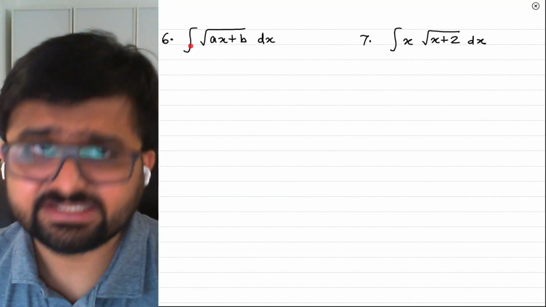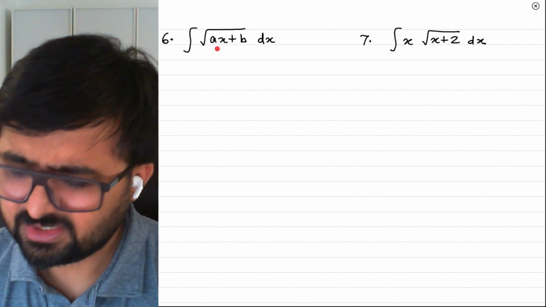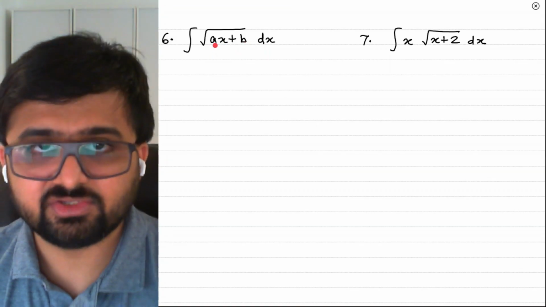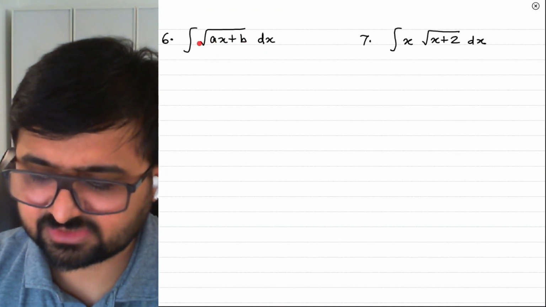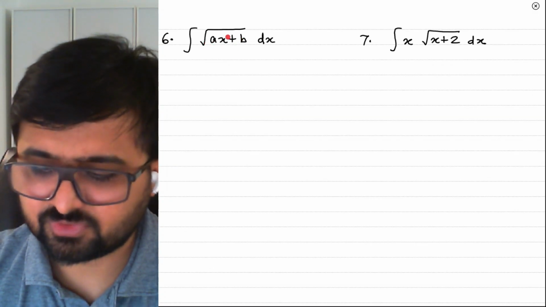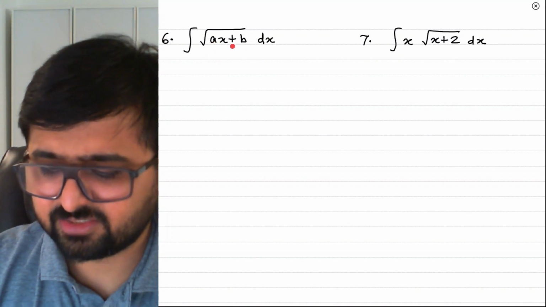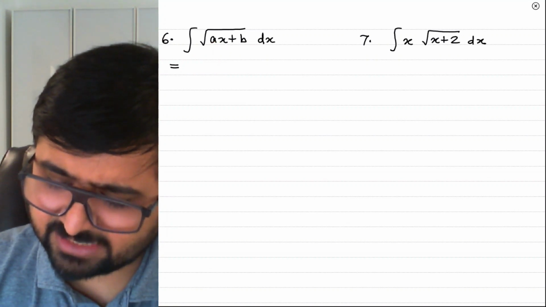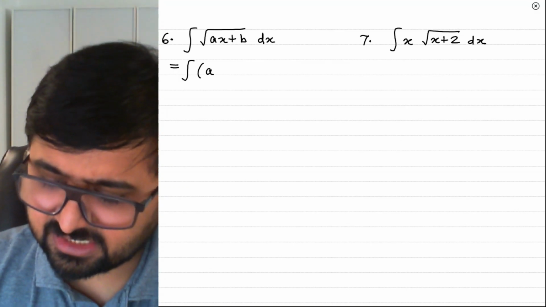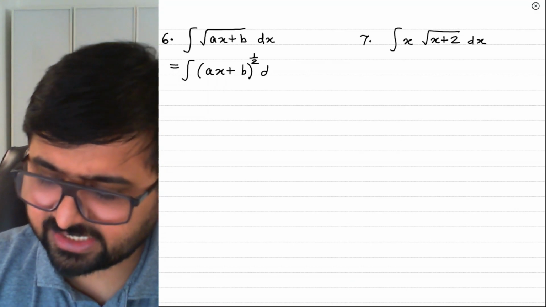All right, now let's integrate question number 6, square root of ax plus b dx. In order to integrate this, you can use method of substitution because it's a composite function. Ax plus b is a composite part, but you don't really have to because it's just a linear function. So this can be just written as ax plus b to the power 1 by 2 dx.